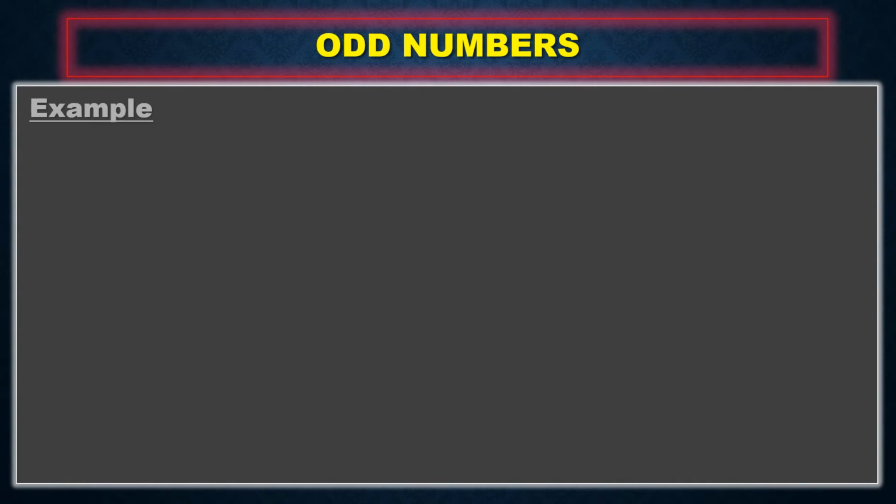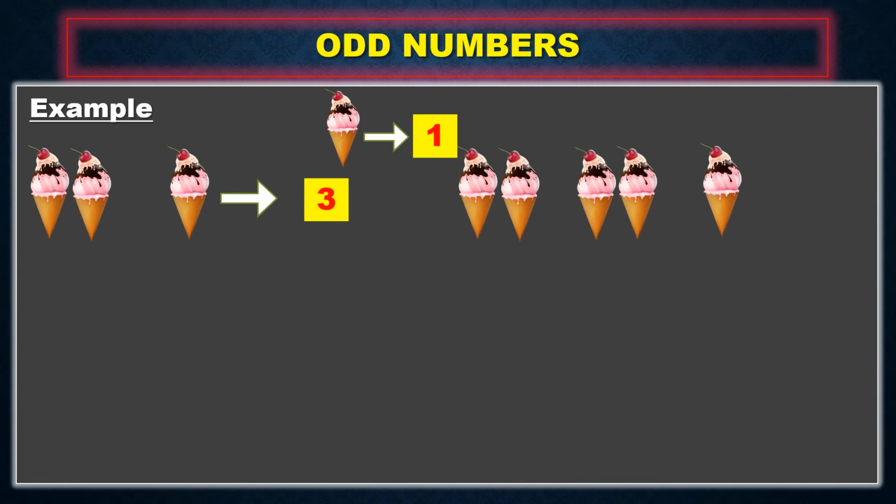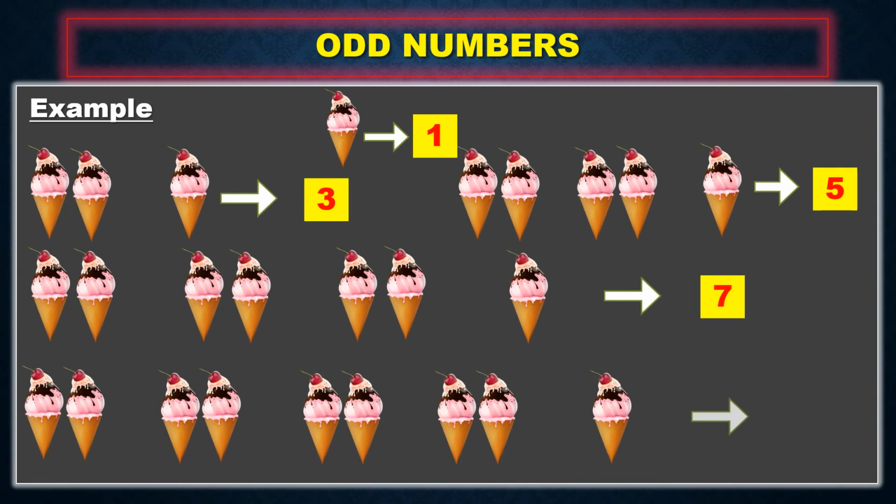Let me take one example. Ice creams. Okay, our favorite, right? So here I took one ice cream, 3 and 5 ice creams, 7 as well as 9 ice creams. If you observe carefully, here I put 2 ice creams in one set. There is only one ice cream in another set, means they are not equally distributed. So this number is an odd number.